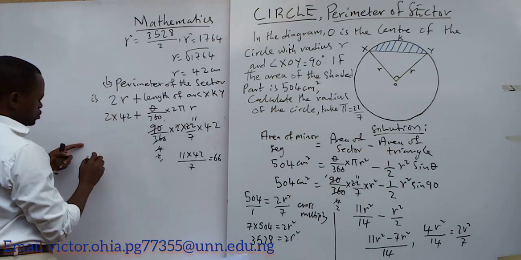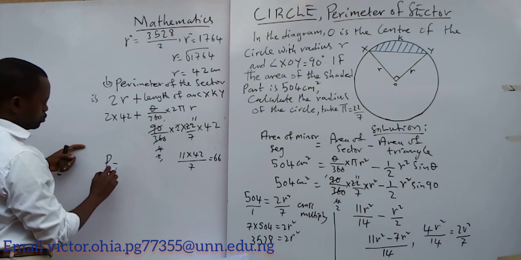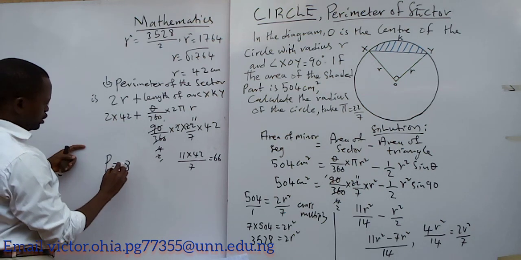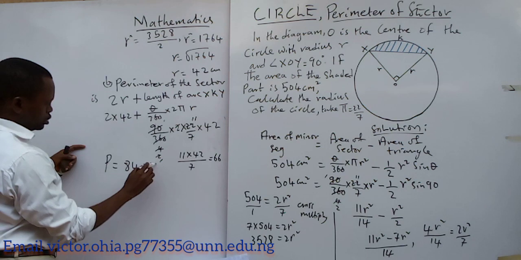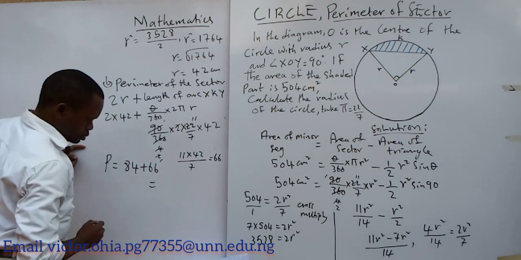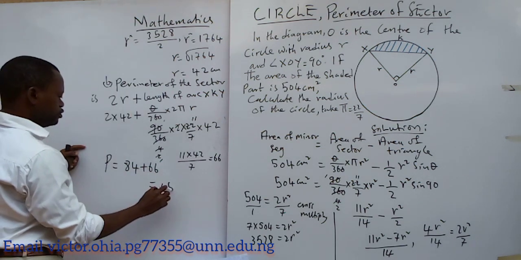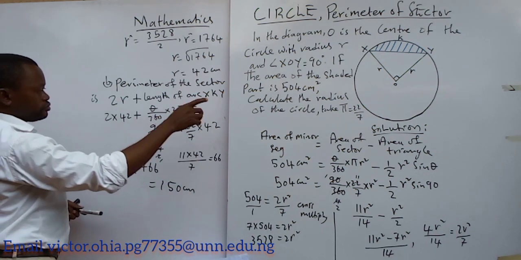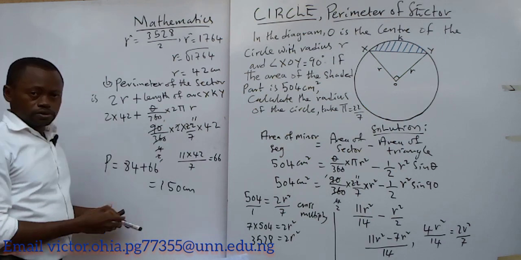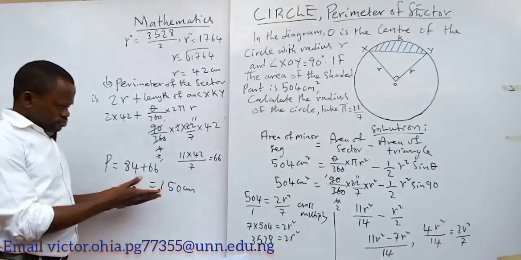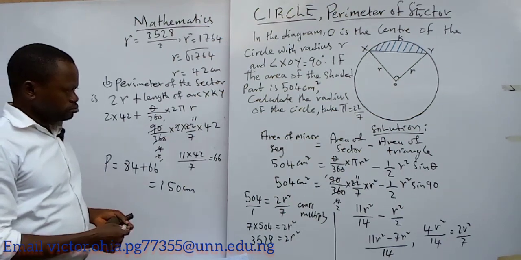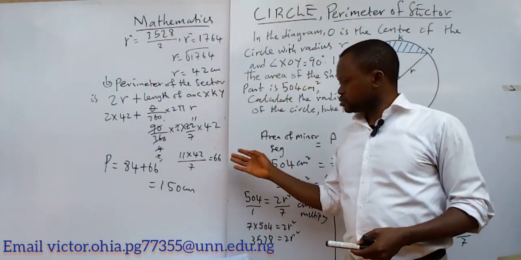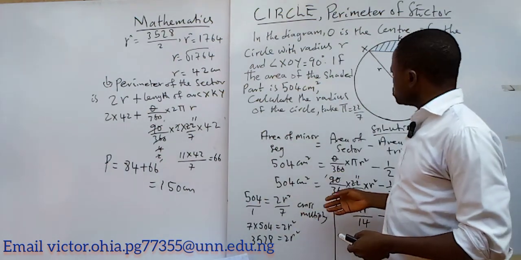So therefore the perimeter P is equal to 2 times 42, which gives us 84, plus 66, and that is 150 cm. That's the perimeter of this sector. So please look at it again, cross check, understand and verify what ought to be verified.